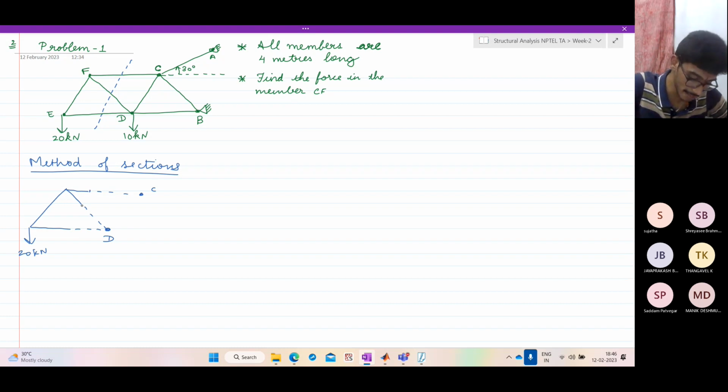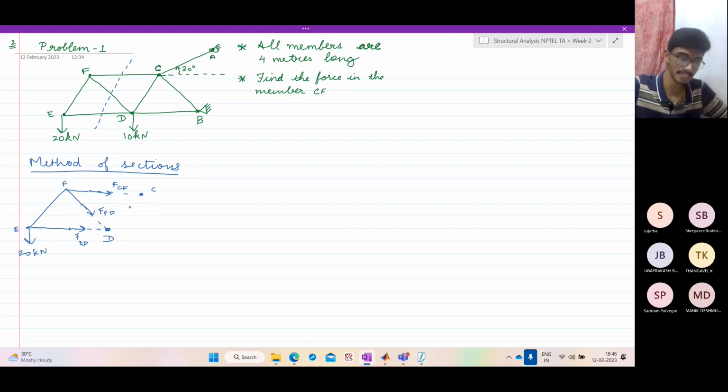So on these cut faces, what is the second step? You assume that the forces are tensile. So here you have FCF. That is what we need, FCF. Here we have FFD. Here we have FED.